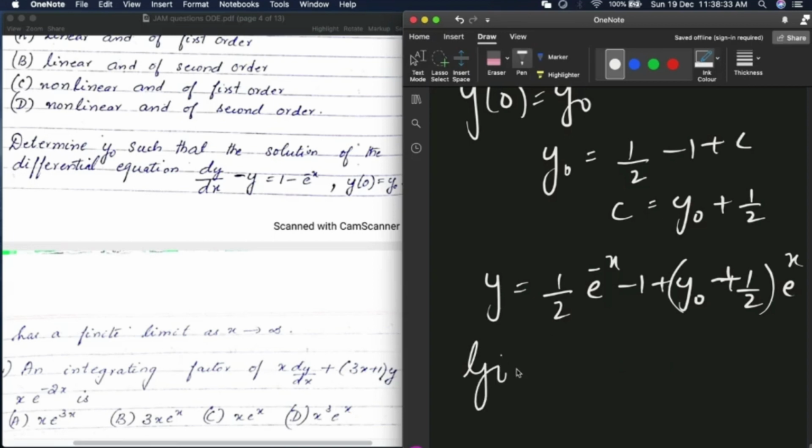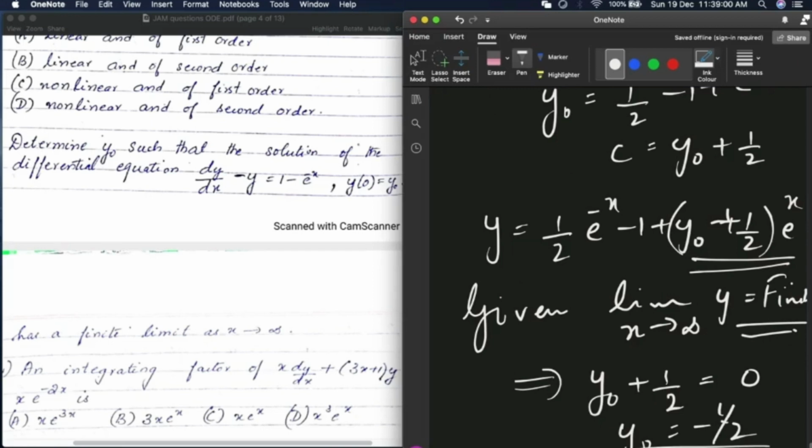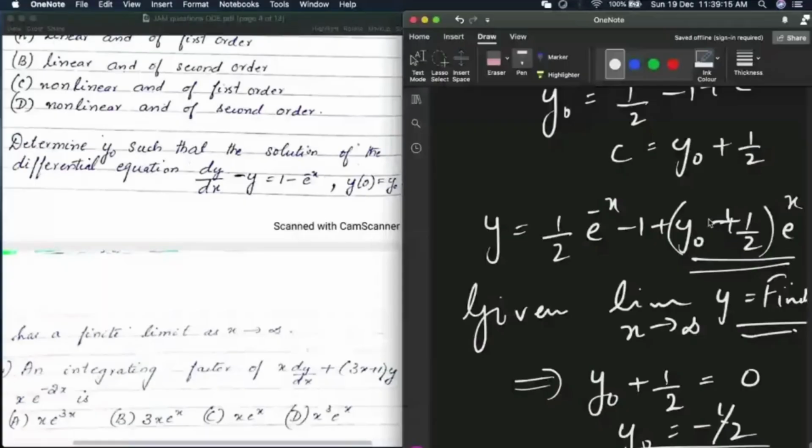So given limit x tends to infinity, y is finite. So if it has to be finite, this has to be 0, right? There's no other way. That implies y naught plus half should be 0, or y naught is equal to minus half. There's no other way, as you have both e raised to minus x and e raised to x coming. So that term involving e raised to x has to be 0. That is y naught plus half. So y naught is equal to minus half. This is a numerical question wherein you have to enter the value of y naught.